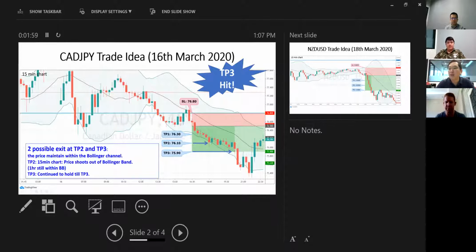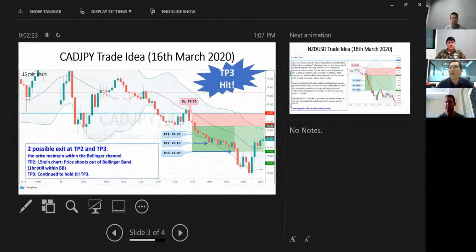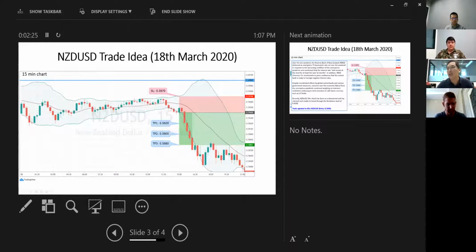One is at the TP2 level. On the 15-minute chart, it actually shoots out of the Bollinger Band, so if you're monitoring using a 15-minute chart, you could exit at TP2. But as I get signals on the 1-hour chart and it was still in the Bollinger Band, I decided to let the trade run, and it went all the way down to TP3. So hooray, very good.